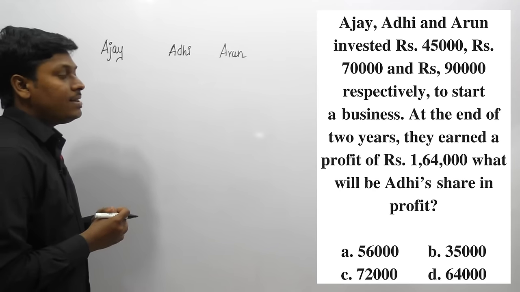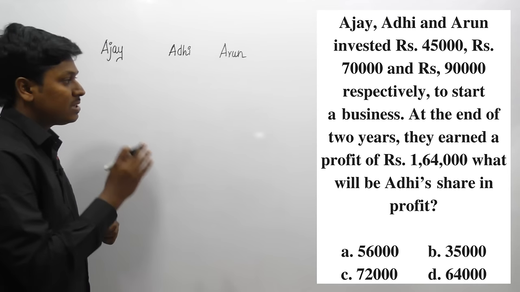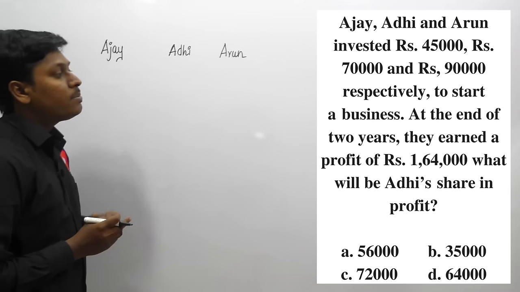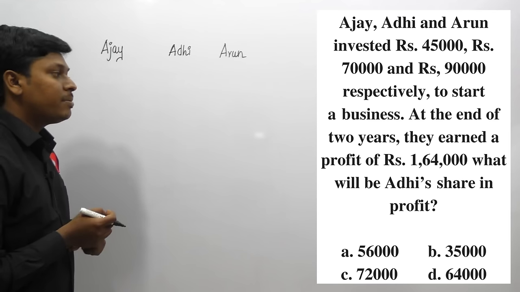Question number one. Ajay, Adi and Arun invested rupees 45,000, 70,000 and 90,000 respectively to start a business. At the end of 2 years, they earn a profit of 1,64,000. What will be Adi's share in the profit?